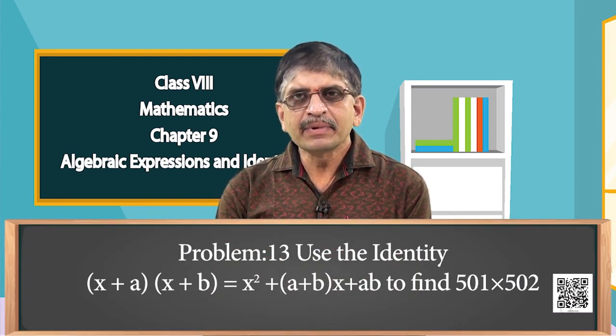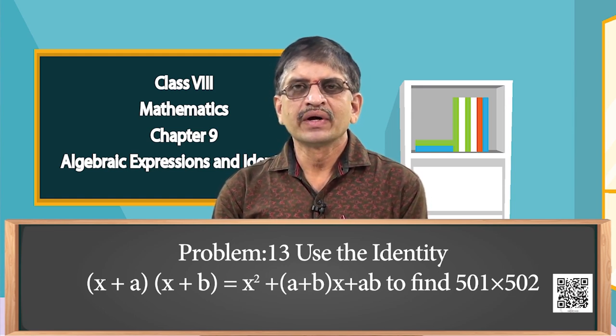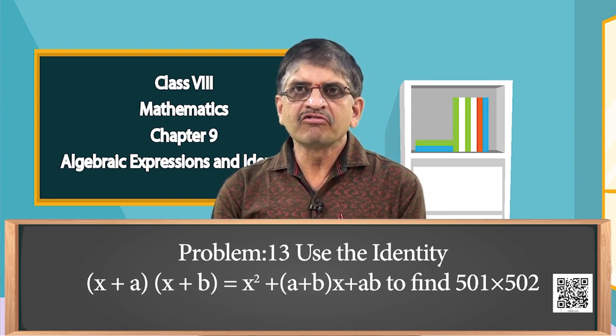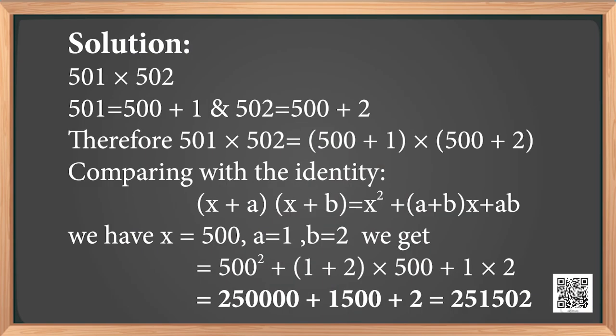Problem number 13. Use the identity (x+a)(x+b) = x² + (a+b)x + ab to find 501 × 502. Solution: 501 × 502. How can we write 501 and 502 as a sum of two numbers? Good, you are right. 501 is equal to 500 + 1 and 502 is equal to 500 + 2. Therefore, 501 × 502 is equal to (500 + 1)(500 + 2).